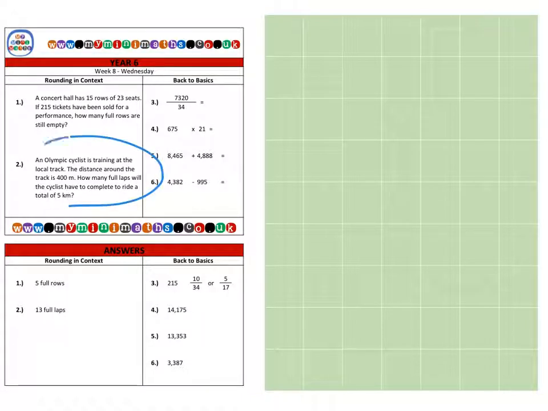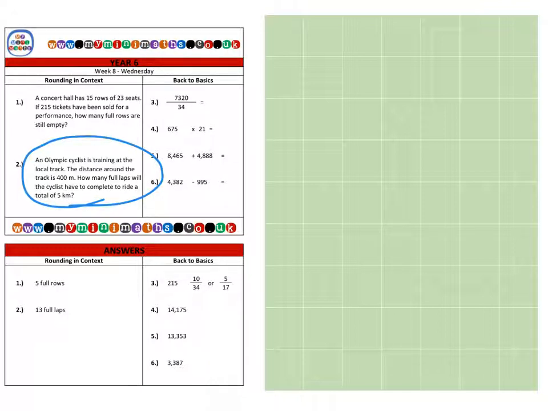And next we're on to question 2. An Olympic cyclist is training at the local track. The distance around the track is 400 metres. How many full laps will the cyclist have to complete to ride a total of 5 kilometres?